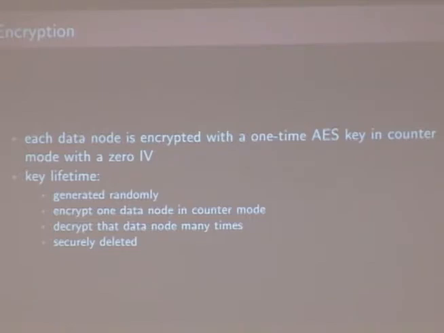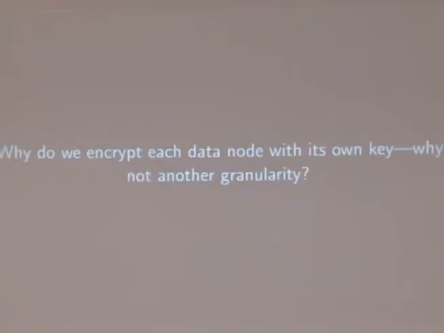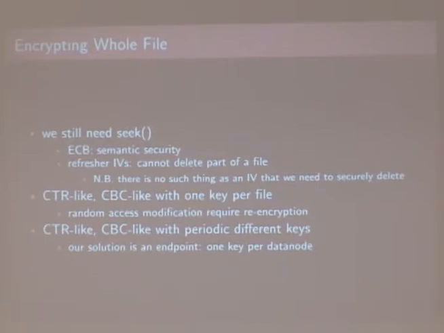Then it may be used many times to decrypt it, and at the end it's securely deleted. So in this sense, since the keys are all random, we'll never have to worry about reusing them in different locations, and thus not need to worry about IVs. Second, why do we encrypt each data node with its own key? Why not another granularity? In particular, why not the whole file?